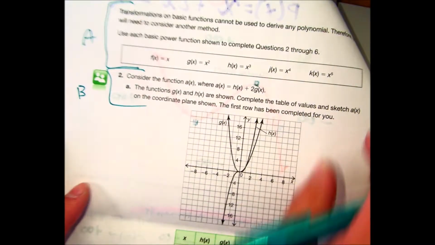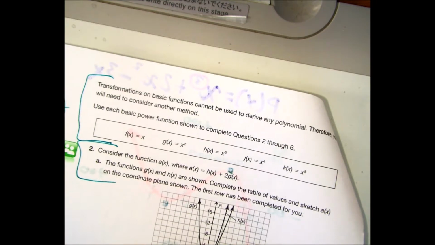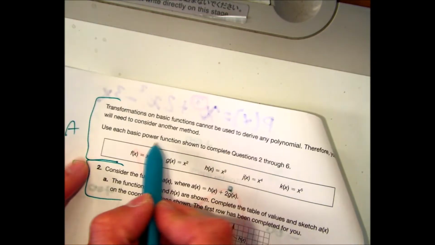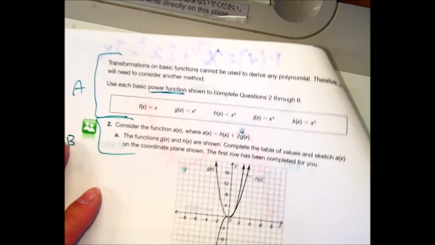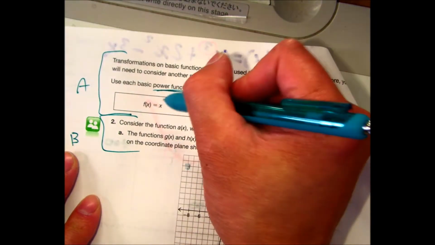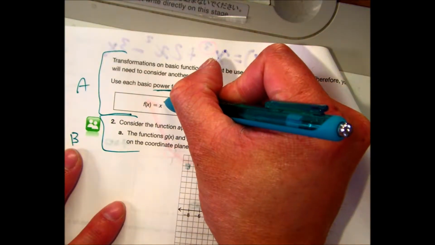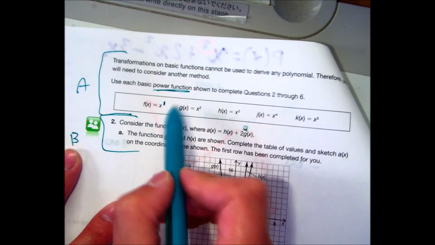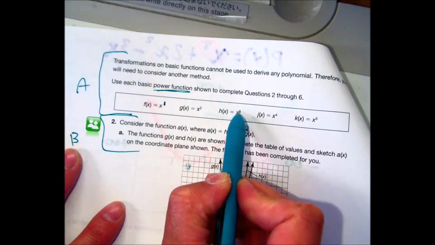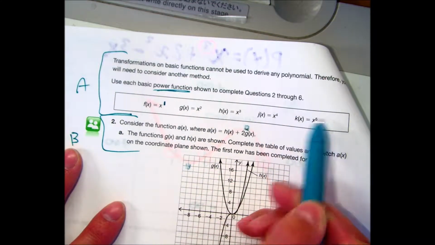Alright, in this problem, we're talking about transformations. We call these power functions. Everyone say power functions? Power function. Klaus, what's the exponent up here? A 1, and then you have a what? 3, 4. Right?